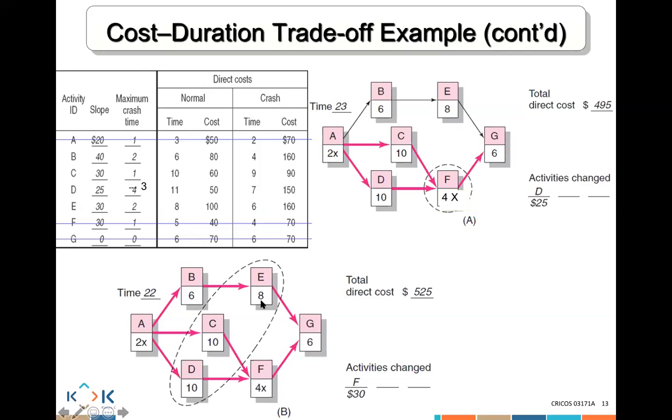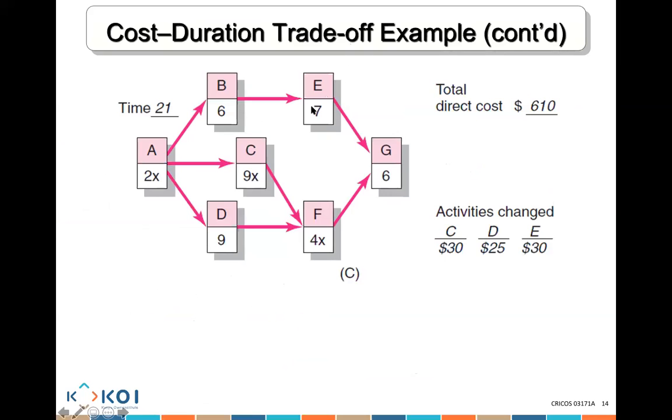You notice that E, I can crash by 2 days, so that drops down to 7. C, I can only crash by 1, so that drops to 9x. And this one drops to 9. So 7, 9x, and a 9. So for that duration of 21 days, the cost is going to be $610.